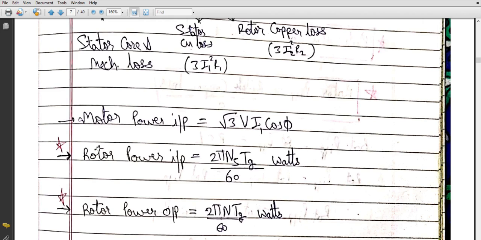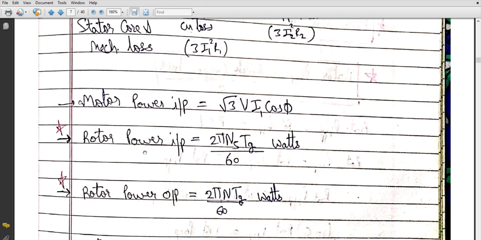Okay, so this is rotor power input equals 2 pi Ns divided by 60 into Tg. Now what do you mean by rotor power input? As I've already told you, rotor power input is nothing but your PAG, the air gap power. Whatever power comes from the stator to the air gap goes directly to the rotor. So PAG, your air gap power, is nothing but your rotor power input.